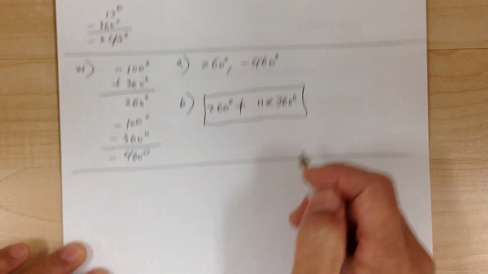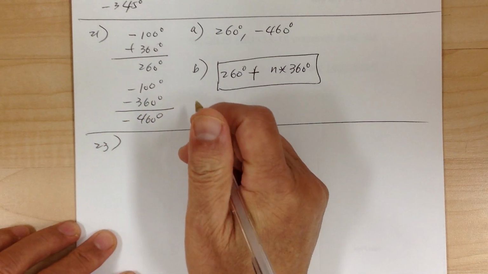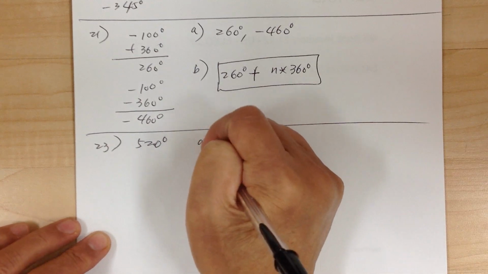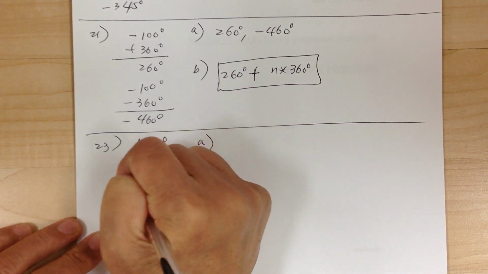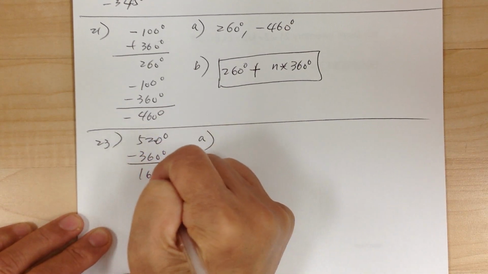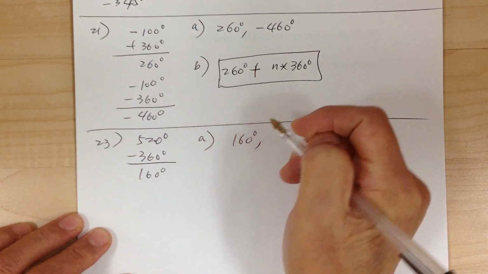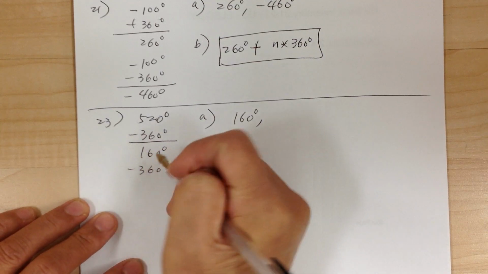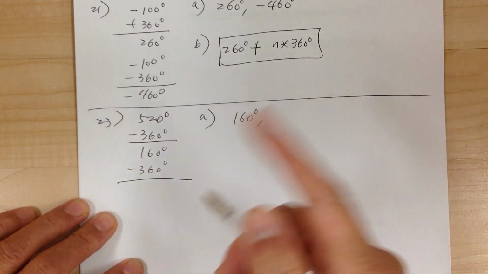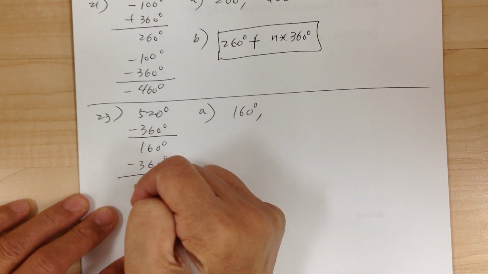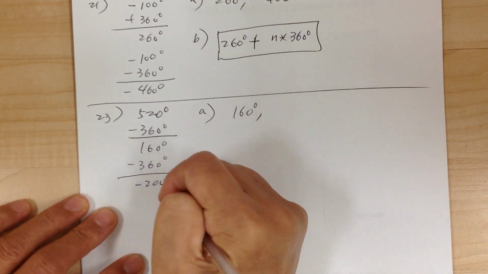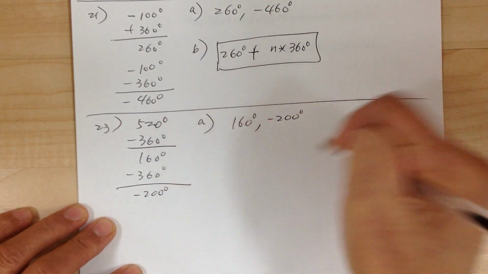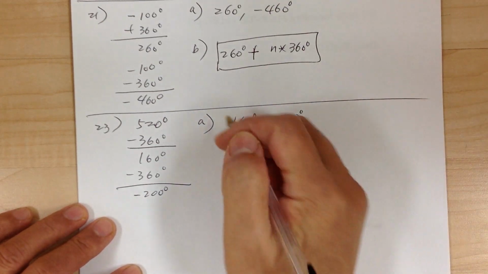Okay, 23. Okay, 520 degrees. So that's minus 360. You get 160 degrees. And to get a negative, just go and minus 360 again. Again, every time you go around the circle, you add or subtract 360. So this will give you negative 200. So again, the problem asks for one positive, one negative. So to get negative, you just keep subtracting 360 until you get to the negative.